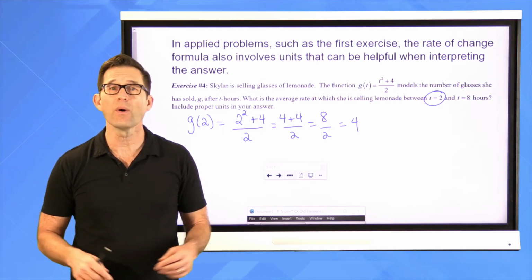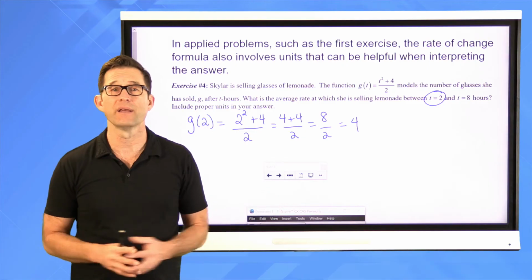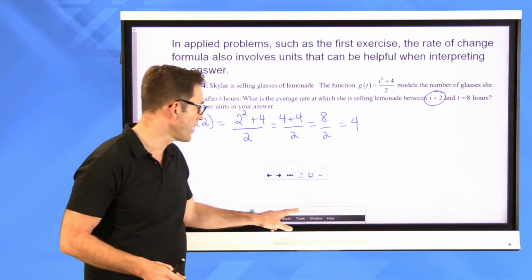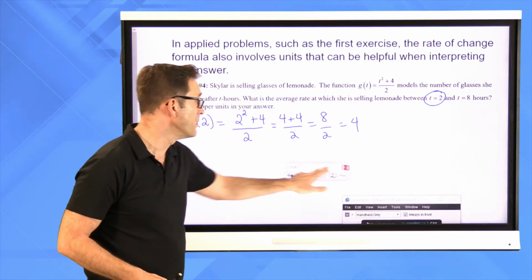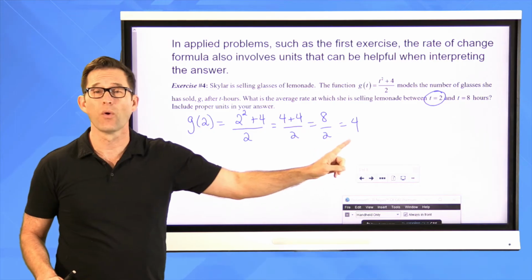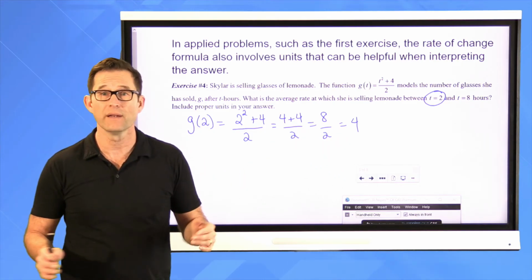which doesn't sound like she's doing all that well with her lemonade stand, but if you've ever had a lemonade stand, sometimes it starts off slow until the word of mouth kind of spreads it around, right? But make sure you understand that, right? After 2 hours, Skylar has sold 4 glasses of lemonade.